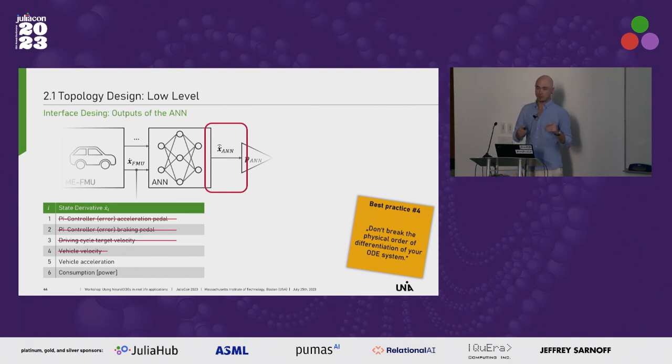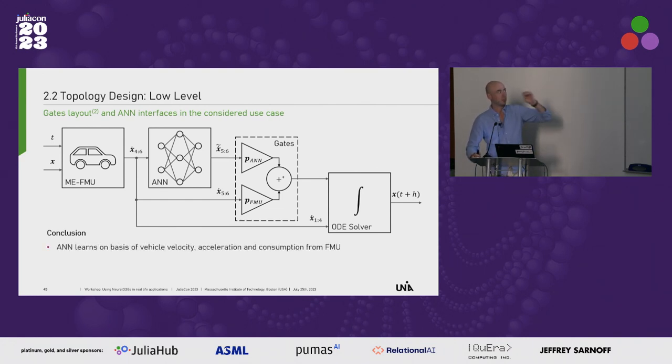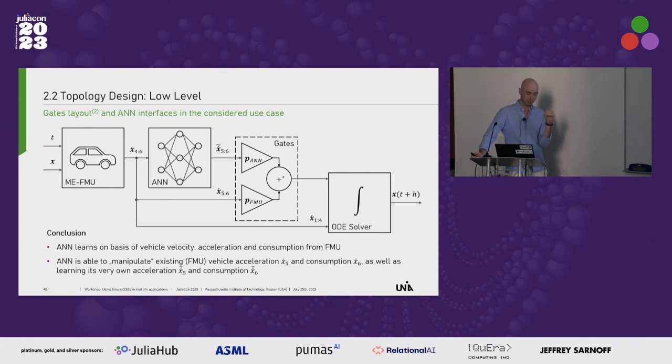So now we have ANN inputs and outputs. So we can have a look at our current topology. We can conclude that the ANN learns on the basis of vehicle velocity, acceleration, and consumption, and it manipulates, so the output side of the ANN, only the vehicle acceleration and consumption, because we don't want to break our physical differentiation order. We are really close to a ready-to-implement concept now. There's only one little thing left.